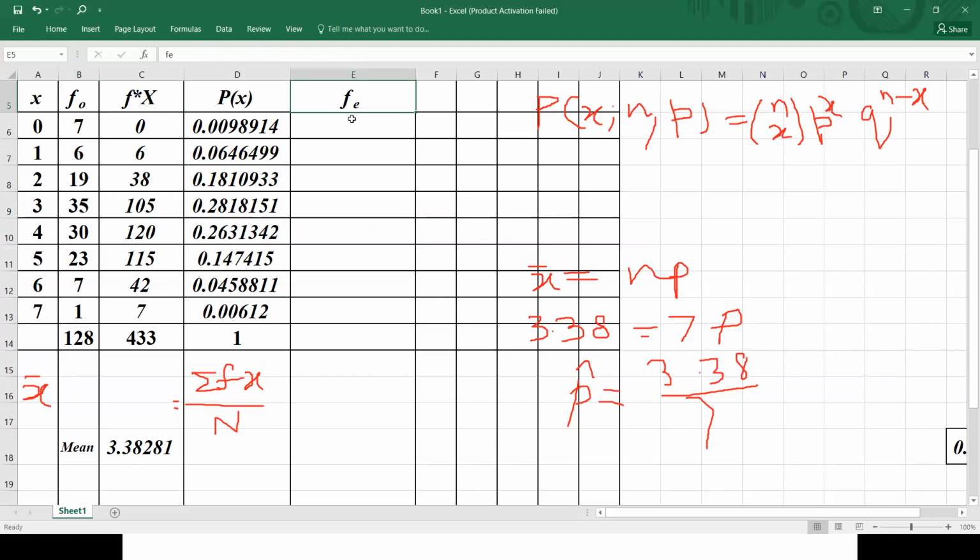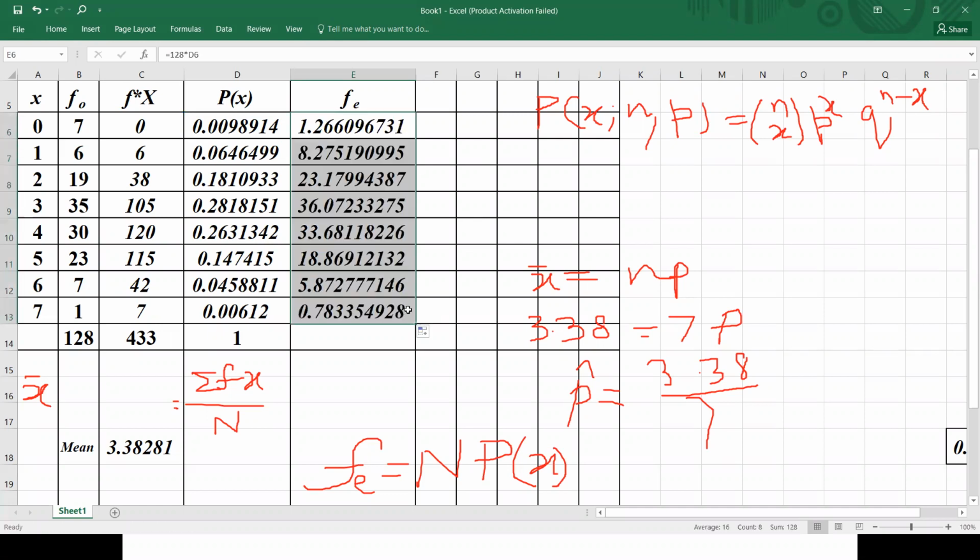The objective of fitting is to find the expected frequencies. How are the expected frequencies computed? A simple formula: it is N times probability. I am writing the formula of FE here: N times probability. And which N is to be used here? 128, because this is capital N, which I have to use for finding the expected frequencies. So we have 128 multiplied by the probability. This is the first expected frequency, and the remaining expected frequencies can be calculated in the same way. Then we can round them, because frequencies should be whole numbers.